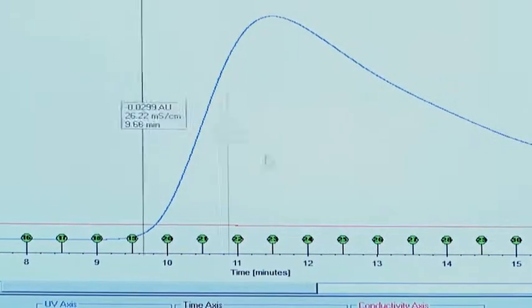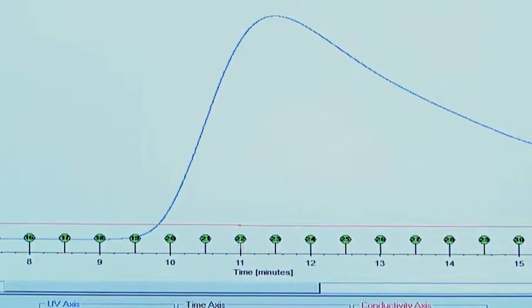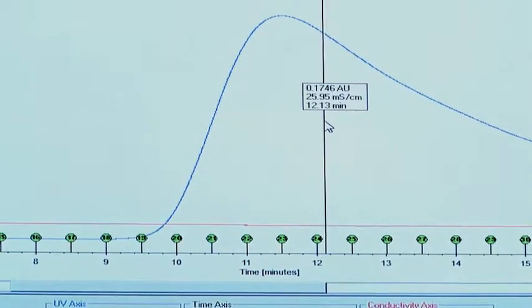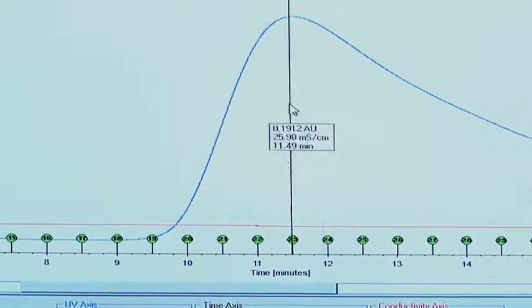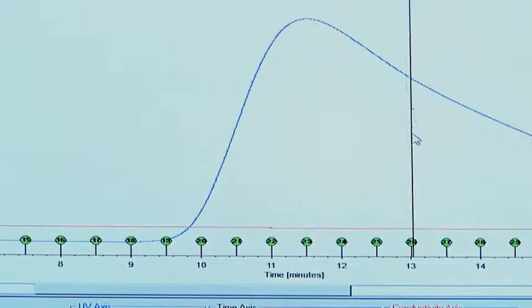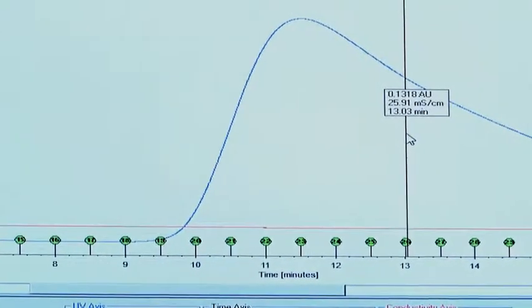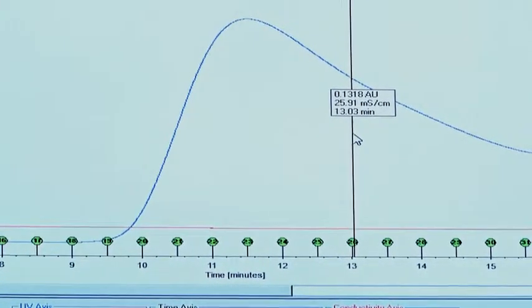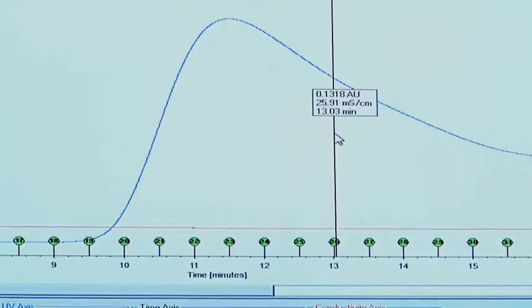From this chromatographic technique we can see that I have isolated my protein, and it will be confirmed when I run a gel. But I have isolated my protein from other contaminant proteins from the cell lysate or other mixture of proteins, and this protein has a 6x histidine tag.